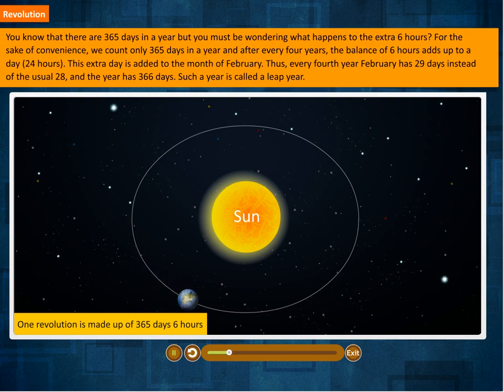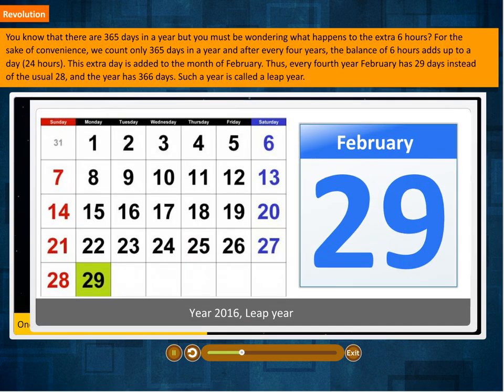You know that there are 365 days in a year, but you must be wondering what happens to the extra 6 hours. For the sake of convenience, we count only 365 days in a year, and after every 4 years, the balance of 6 hours adds up to a day, 24 hours. This extra day is added to the month of February. Thus, every 4th year, February has 29 days instead of the usual 28, and the year has 366 days. Such a year is called a leap year.